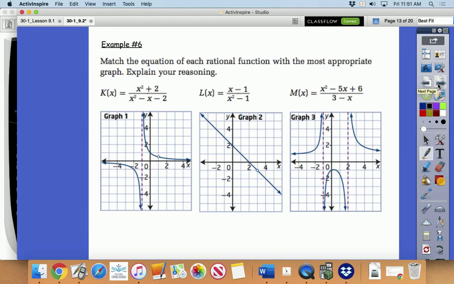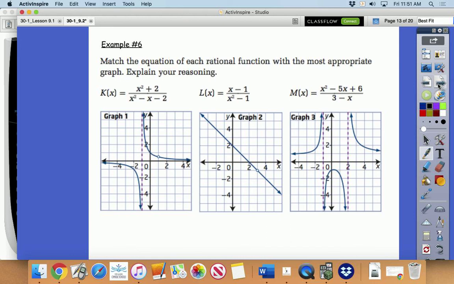Example number 6, they just want you to match and figure out what would be the appropriate graph that matches the equation. Try to not use your graphing calculator. Okay, so what I would do is I would factor this and see if there's holes or what kind of features are left over and see if you can graph it from there. Okay. So I'm going to do this one, but I want you guys to pause the video, try this one yourself, and then come back and check your answer.